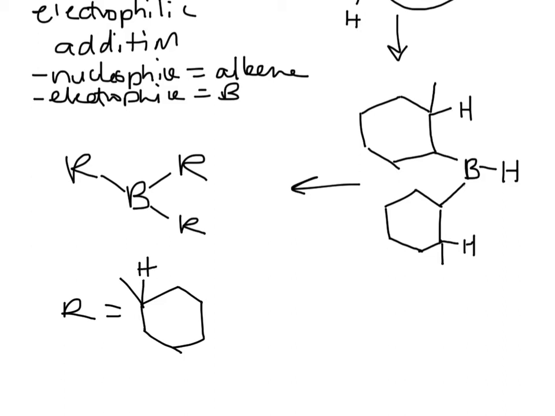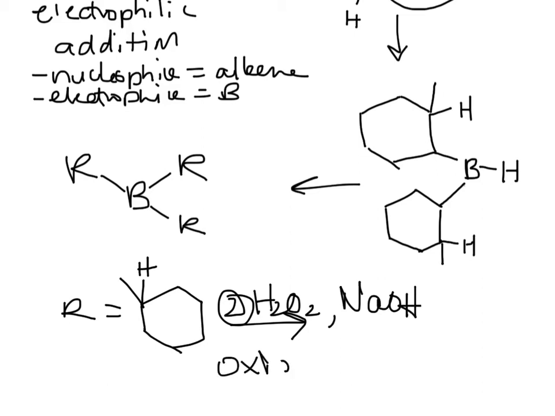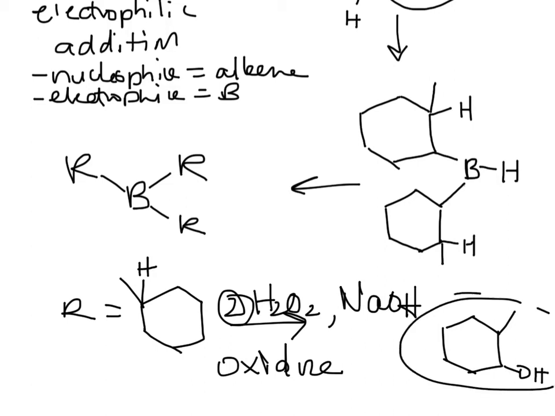In the last step of the reaction, we add peroxide with some base. We're going to oxidize, and we get the following alcohol. Here I didn't indicate any stereochemistry, but what you should note, similar to my top product, is that the OH and the hydrogen here are on the same face of the ring.